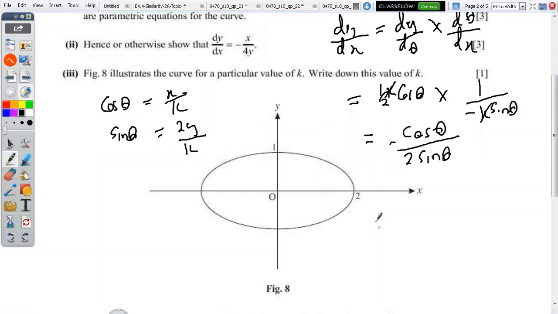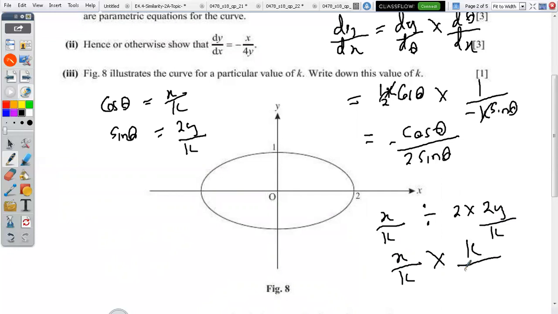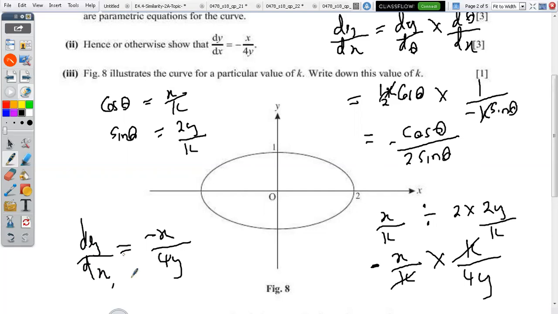So cos theta there is x over k, divided by 2 times sine theta, which is 2y over k. Are we together? Which is as good as x over k multiplied by the inverse of this, which is k over 4y. Remember, there's a negative there that I left out. Make sense? K cancels, k cancels. What a nice equation. Shown there: minus x over 4y. See, these equations are very nice. Are we together? Yes. Okay, 10 minute break.